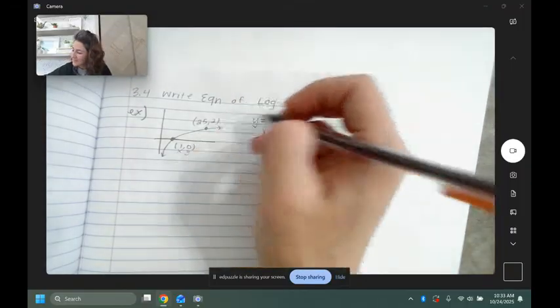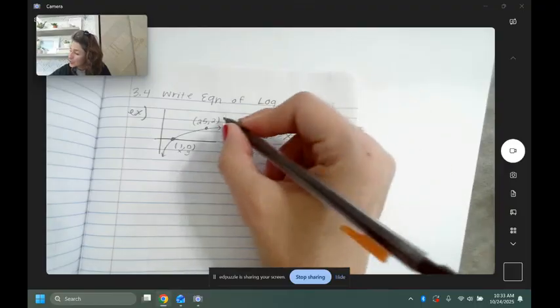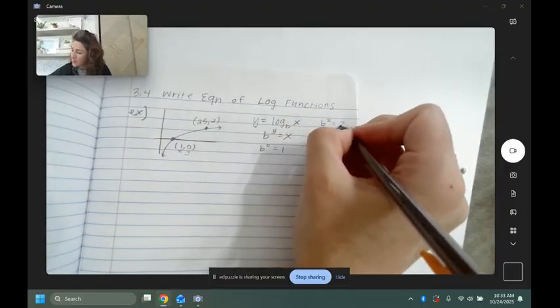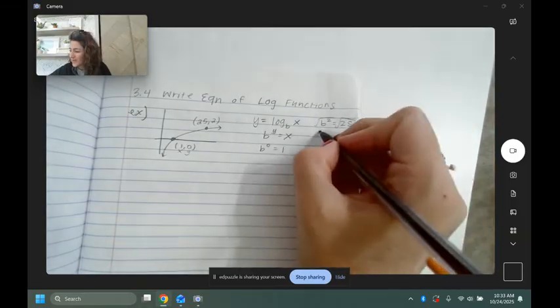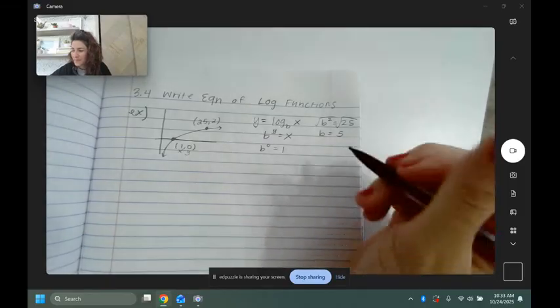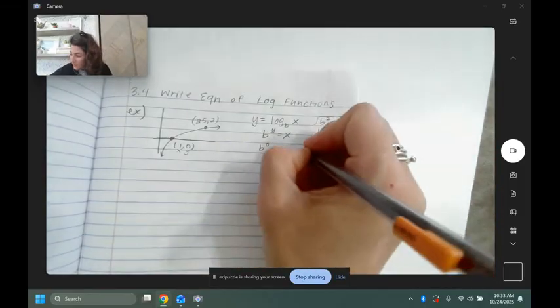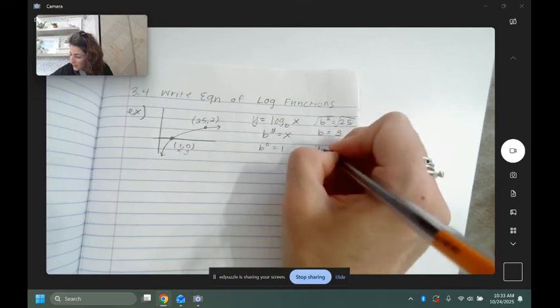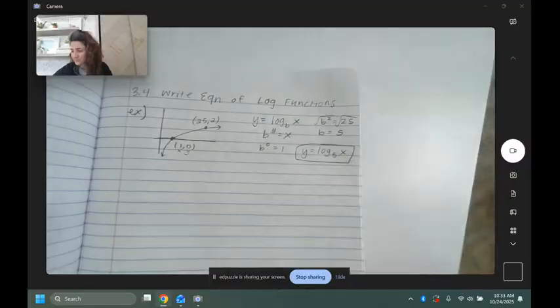So let's plug in this other point. b to the 2 is 25. This I can solve for b. Square root both sides. b is 5. Okay, so now I have enough to write an equation. y equals log base 5 of x.